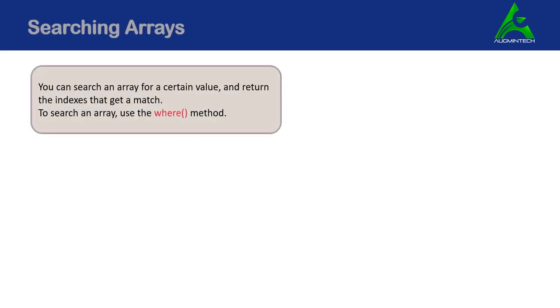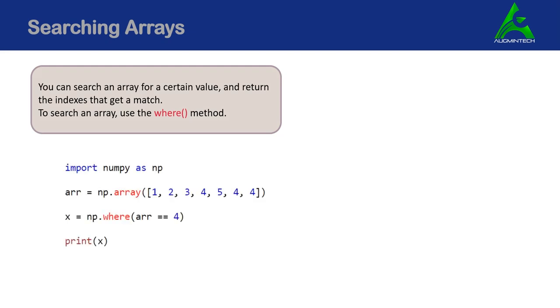So you can search an array for a certain value and return the indexes that get a match. To search an array, you can use the where method. To the where we can actually specify the value that we are looking for. That should be inside an array.